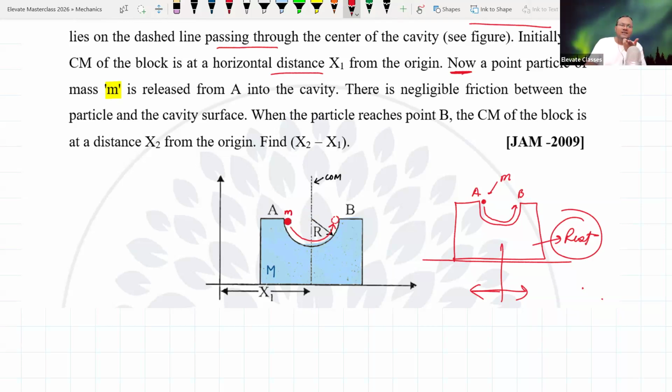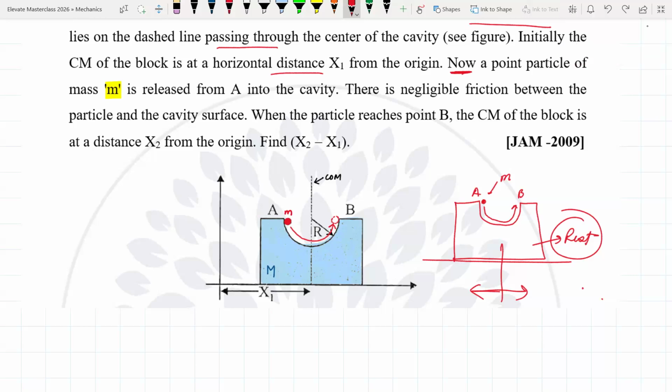Okay, but जैसा कि आपने solve this problem, you only said that there is gravity, right? But I said that center of mass will remain a constant only in the absence of any external force. So how do you explain that? There is external force. Gravity is there.